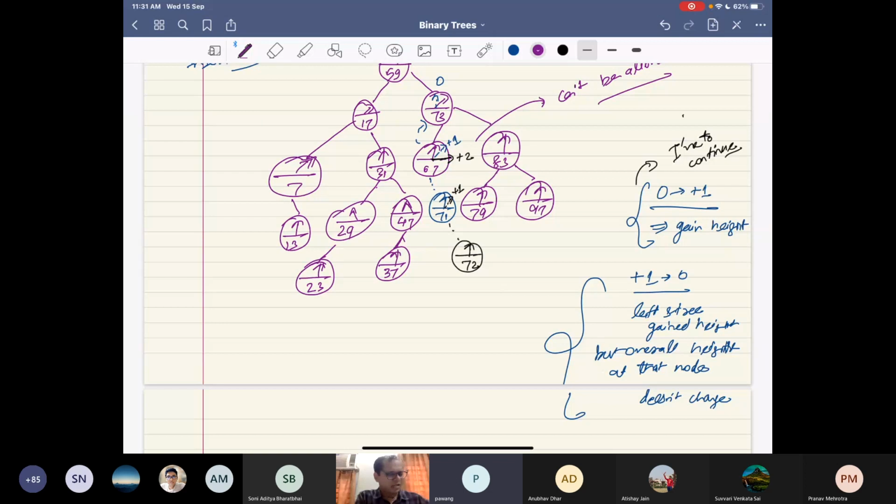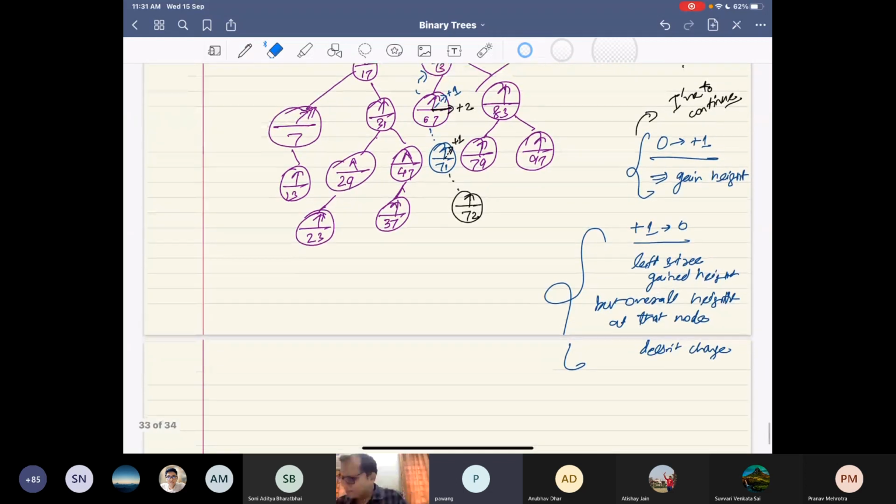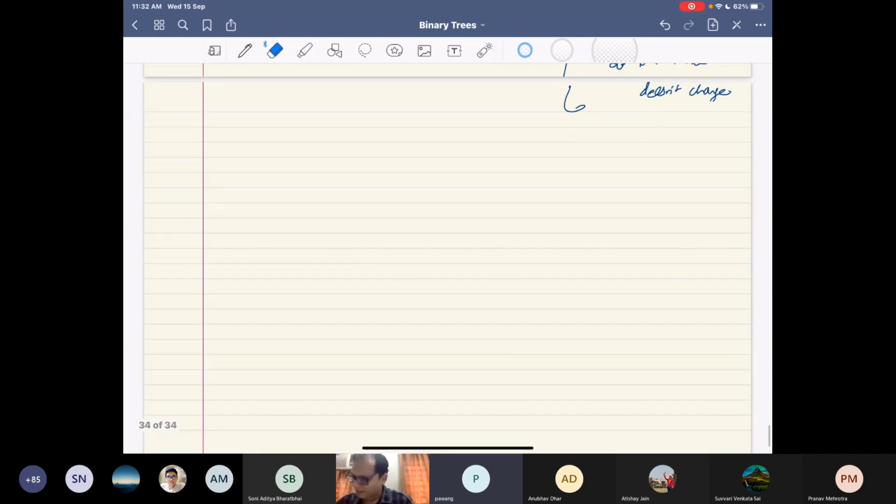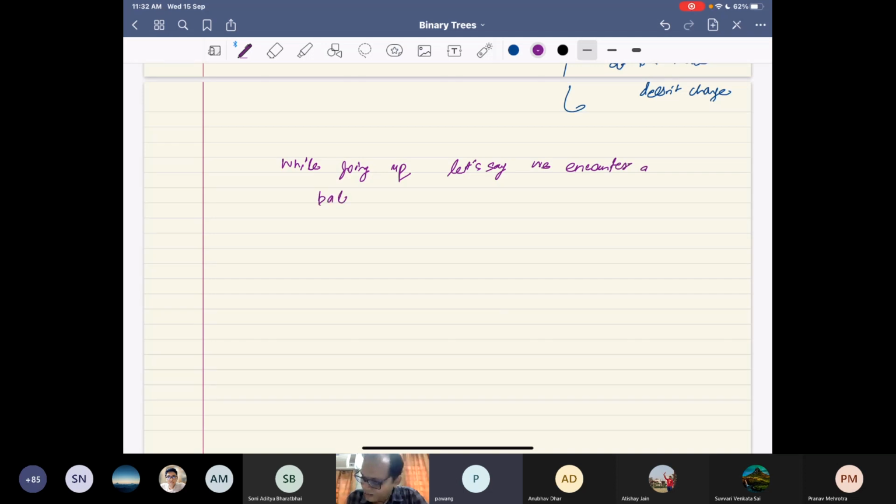So I'm just telling you for -2, but I will generalize that for +2. Okay. So I'll come back to this further in a while. So what happened now? While going up, let's say we encounter a balance factor of -2. +2 or -2 doesn't matter. Just for explanation, that's -2.